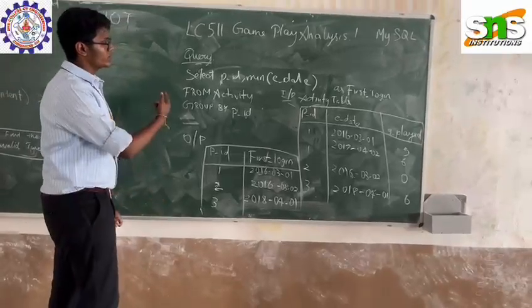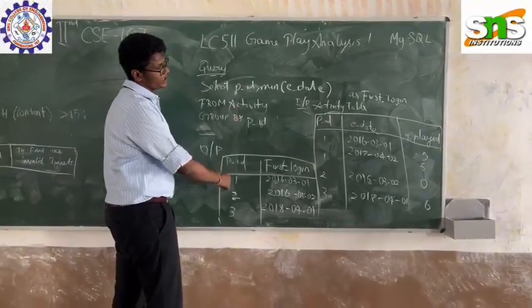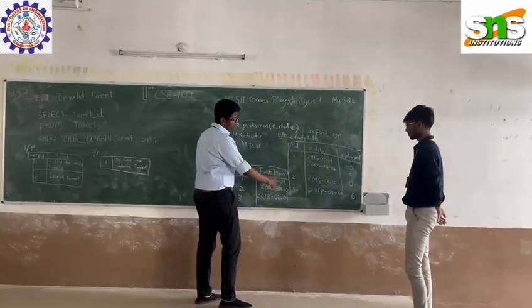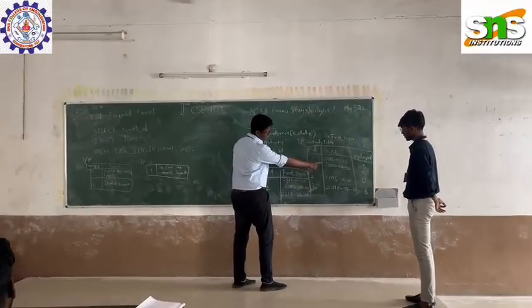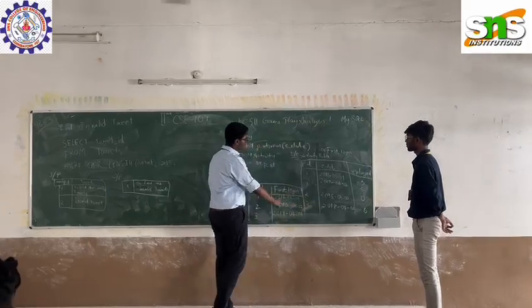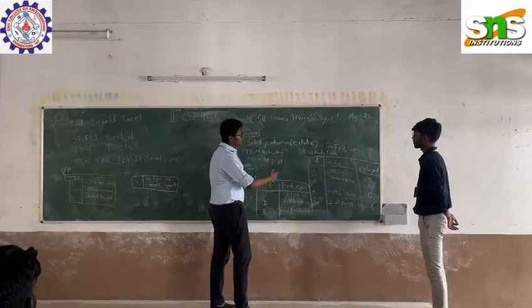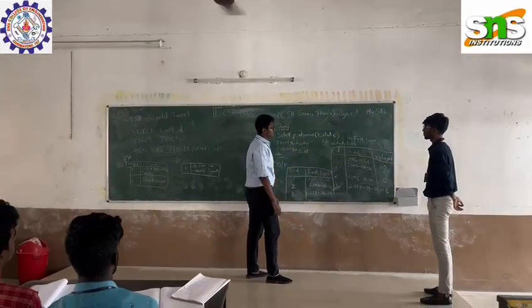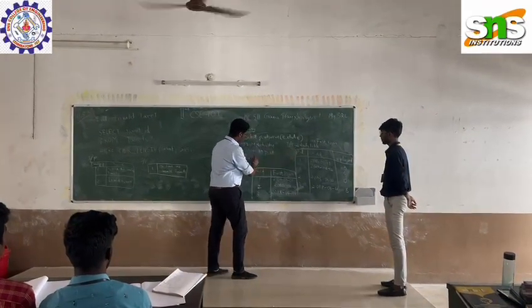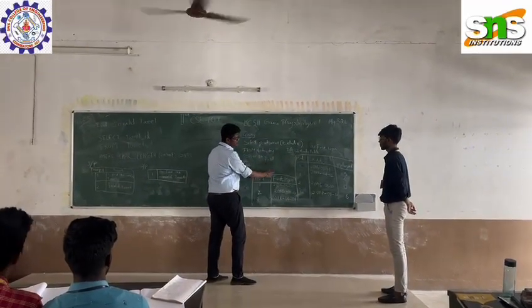From the given query, we need to select player ID and the minimum event date from the activity table. We have player IDs 1, 2, 3 and event dates like 2016, 2016 and 2018. From this we need to pick the minimum date, because they are asking for the first login date of the player from the activity table. So we group it by the player ID.